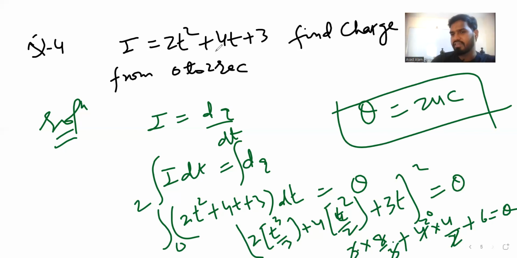Again, Q is equal to n divided by the charge of an electron. Electron charge means 1.6 into 10 to the power minus 19 coulomb. These are the basic questions from this chapter, from this topic, which they can ask.